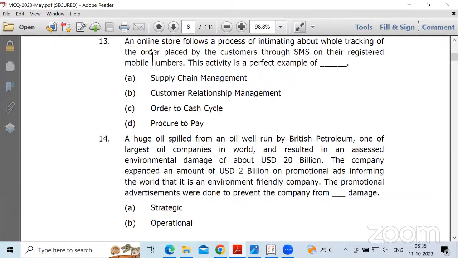So here they are talking about online stores following a process of intimating the customer about the tracking of the order placed through SMS. So the goods, let's say it starts from Delhi, reaches Hyderabad, reaches Chennai, reaches Mandaveli or Mylapore or Annanagar, like that. It is giving you messages. This is an activity related to supply chain, customer relationship, order to cash, procure to pay. It is surely a CRM because they want to maintain a good relationship with the customer.